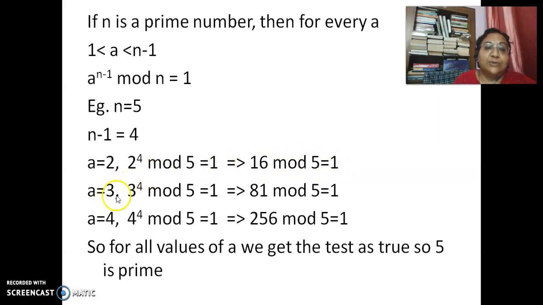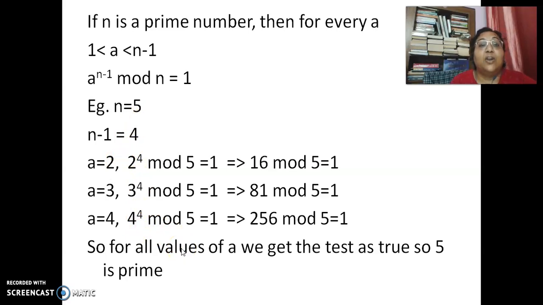Similarly, a is equal to 3, so 3 raised to power 4 is 81, and 81 mod 5 is 1. Then a is equal to 4, so 4 raised to power 4 is 256, that is 16 into 16, and mod 5 will give you a value of 1. So since for all values of a we have found that the remainder is 1, we can conclude that the number 5 is a prime number.